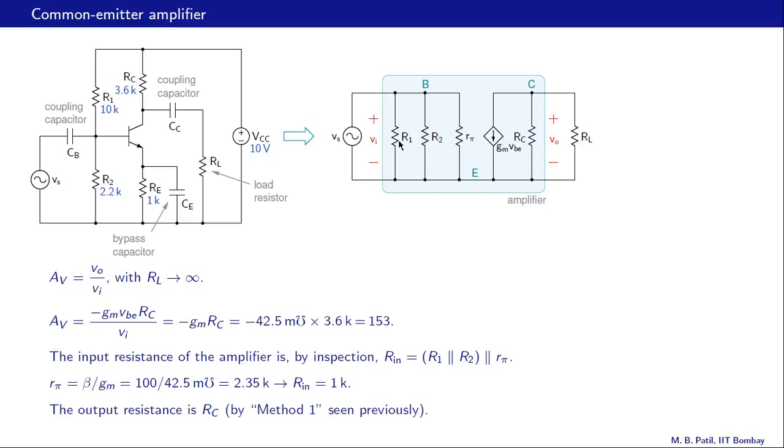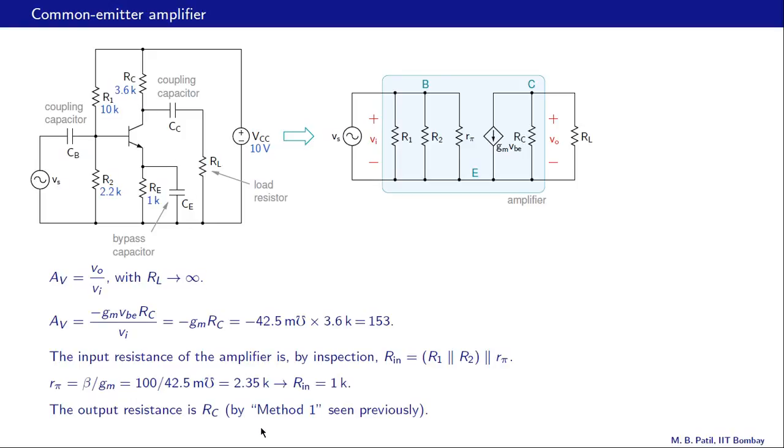Let us do that. When we make Vs equal to 0, this Vi becomes 0, that is VBE becomes 0, gm times VBE becomes 0, so this current is 0, it's an open circuit. And then what we see from this port is simply RC. So the output resistance of the common emitter amplifier is simply RC, that is 3.6 K in this case.